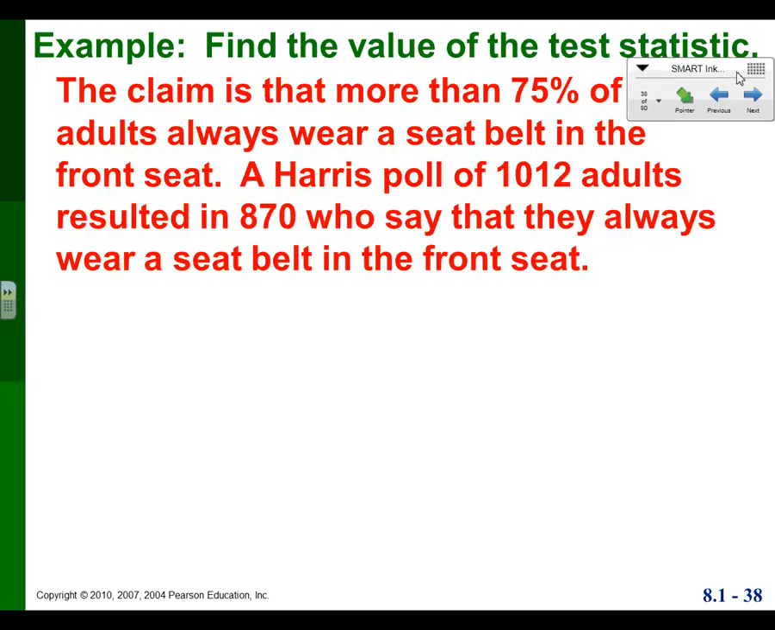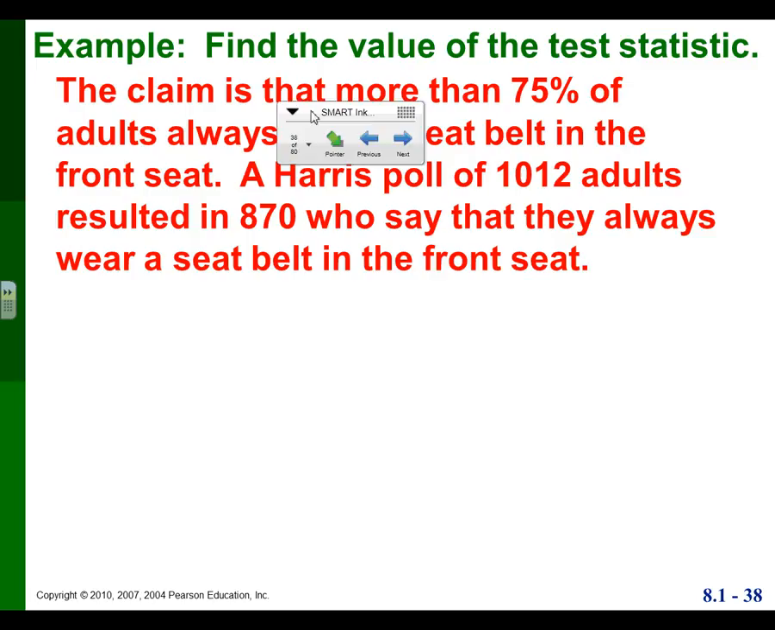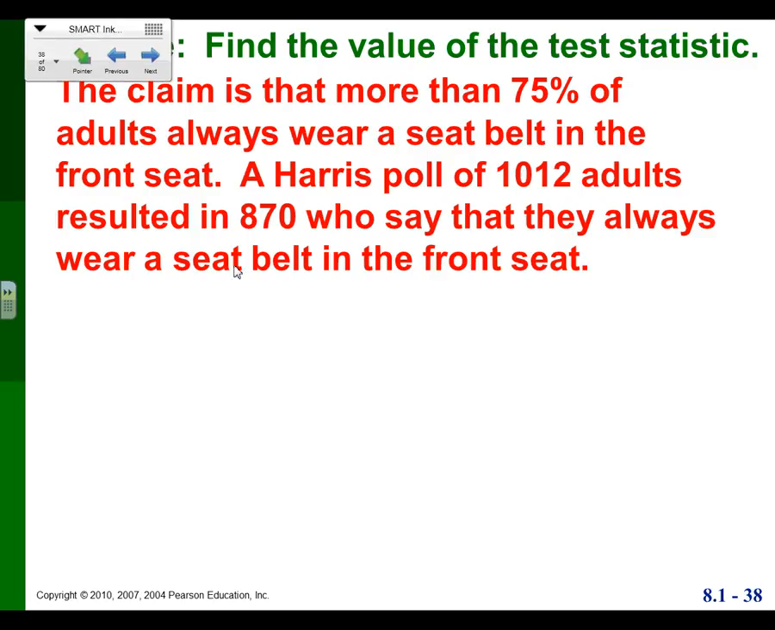Alright. The claim is that more than 75% of adults wear seat belts in the front seat. A Harris poll of 1,012 adults found 870 who say that they always wear a seat belt in the front seat. Find the value of the test statistic. Well, the claim is that P is greater than 0.75, right? Make sense? The null hypothesis would be that P equals 0.75, right?